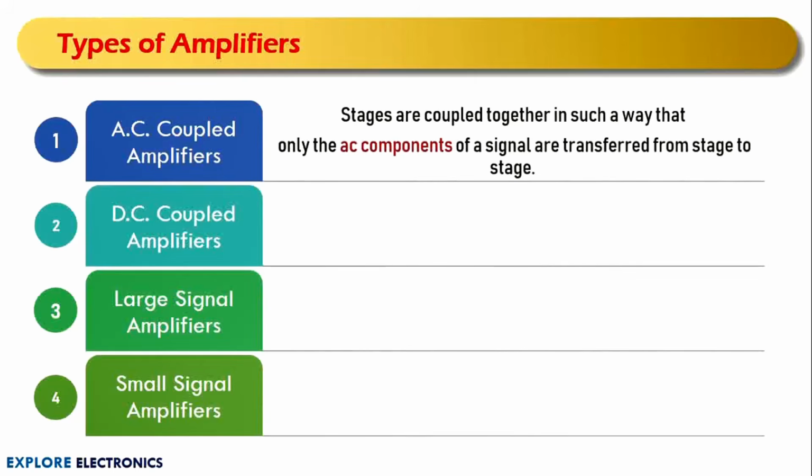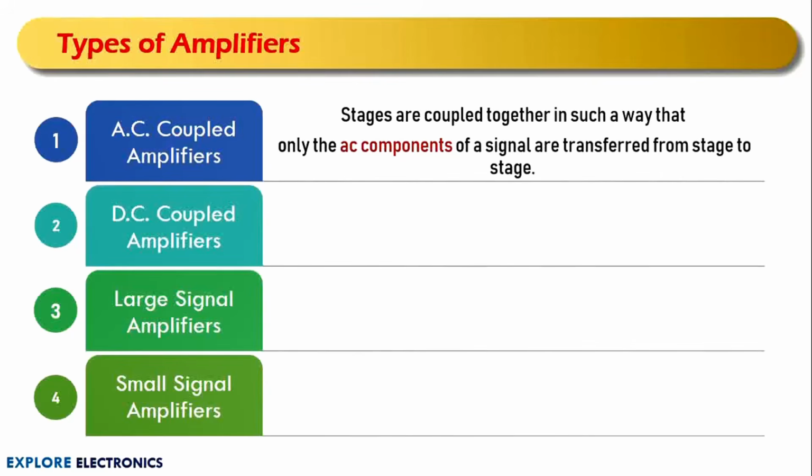Here we need to understand the coupling. What is a coupled amplifier? A coupled amplifier means we are going to use 2 or 3 or 4 stages of amplifiers connected together one after the other. In this type, AC coupled means only the AC component of the signal is transferred from one stage to the next stage. Such amplifiers are called AC coupled amplifiers.